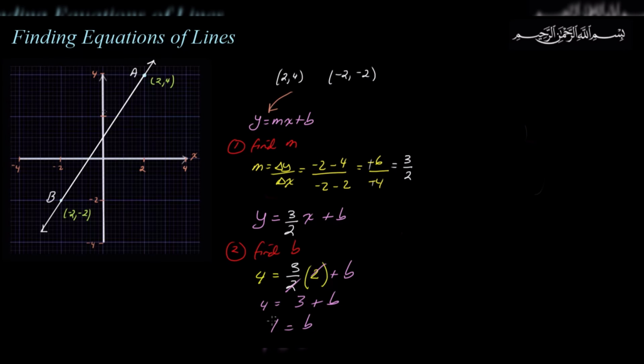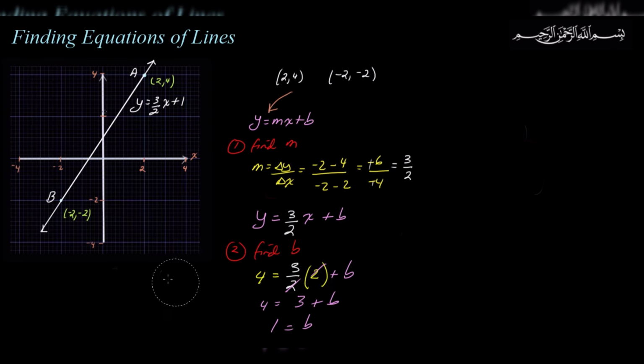So I substitute this in place of the b, and I have my equation. So now I have y is equal to 3 over 2 x, and b I found to be 1. There it is. That's my equation. In fact, I'm so proud of it, I'm just going to put it right over here on the line. y is equal to 3 over 2 x plus 1. That's the equation of my line.